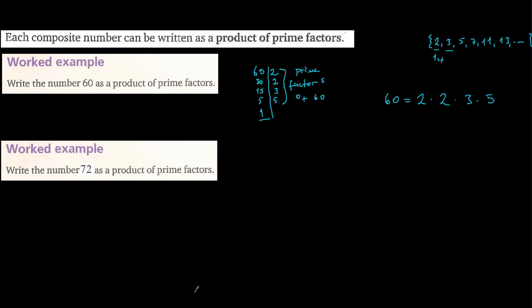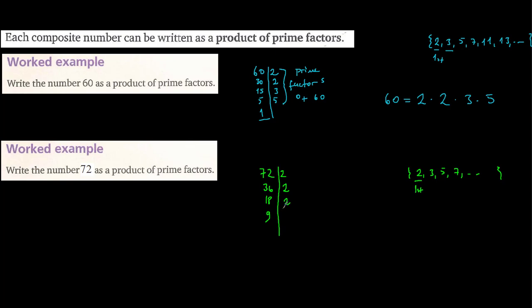Let's try the same thing with 72. For 72, I'm writing the prime numbers 2, 3, 5, 7, and these are the prime numbers. 72 divided by 2, this is the first one we are trying. The first one is equal to 2. Then when you divide by 2, it's going to be equal to 36. When you divide by 2, it's going to be equal to 18. When you divide by 2, it's going to be equal to 9.